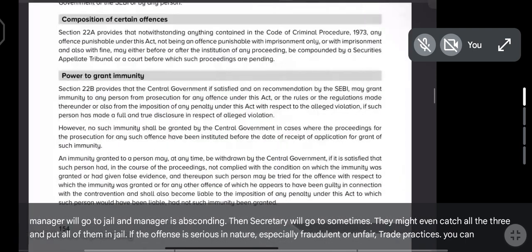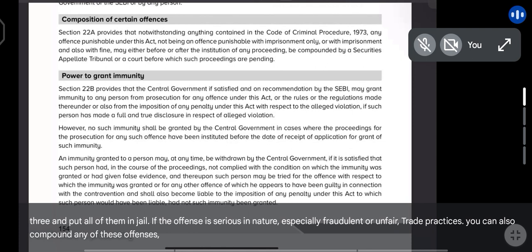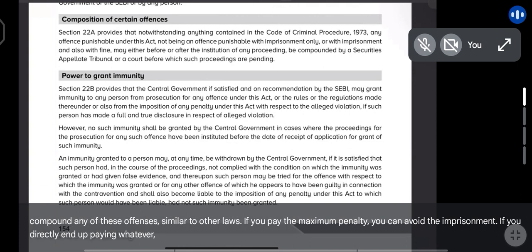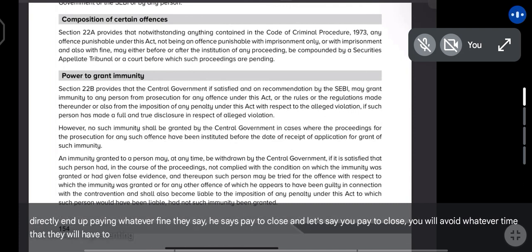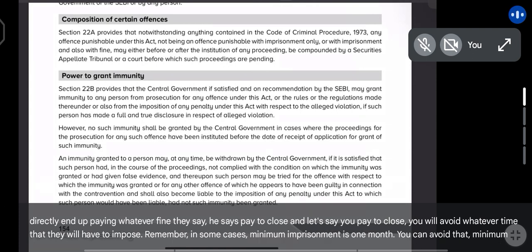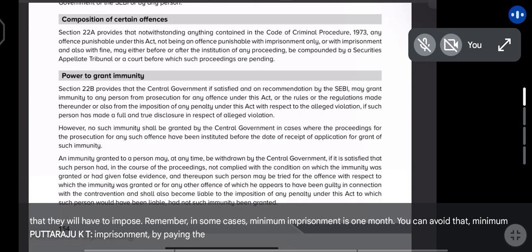You can also compound any of these offenses, similar to other laws. If you pay the maximum penalty, you can avoid the imprisonment. If you directly end up paying whatever fine they say, let's say SEBI says pay 2 crores, and you pay 2 crores, you will avoid whatever jail time they would have to impose. Remember, in some cases, minimum imprisonment is 1 month. You can avoid that minimum imprisonment by paying the maximum fine that SEBI is asking you to pay.